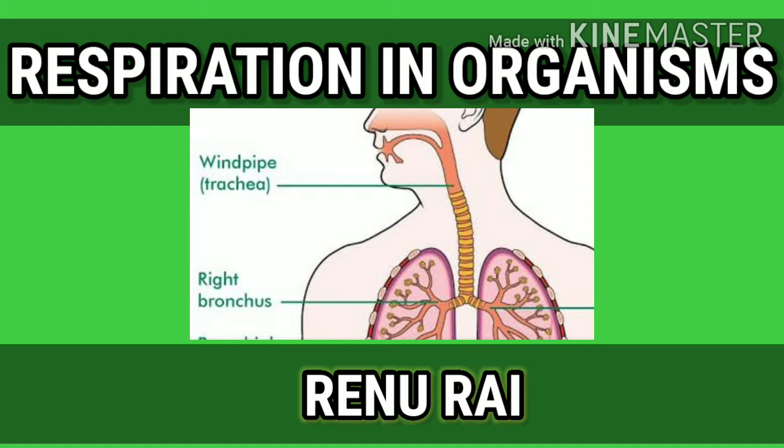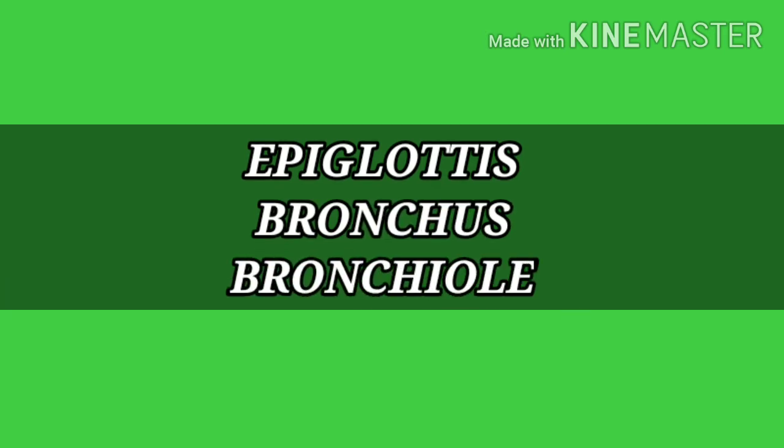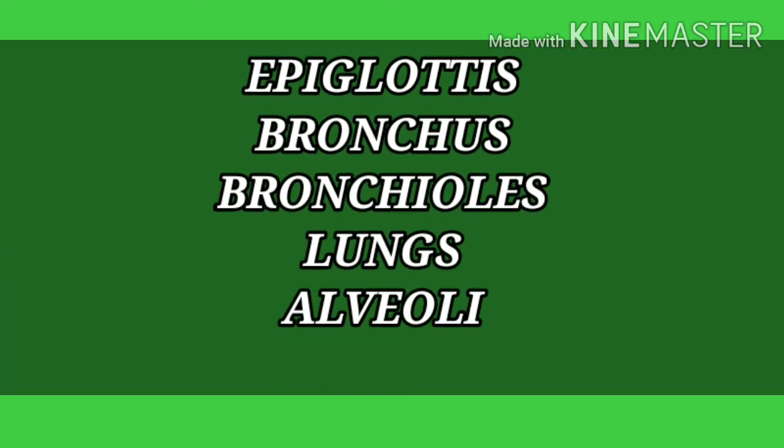Students, in this session of respiration in organisms, we are going to talk about epiglottis, bronchus, bronchioles, lungs and alveoli, as we have already talked about pharynx, larynx and trachea. So in this session we are going to talk about all these parts of the respiratory system in human beings.